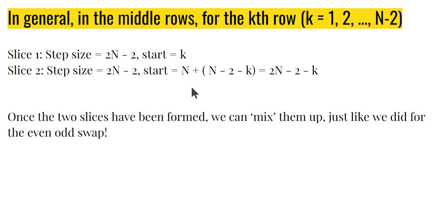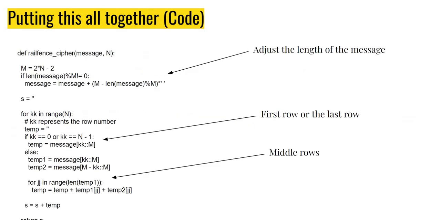The start for the second slice is n plus n minus 2 minus k, and this is really happening because I'm taking the kth letters before this. Right now, again, spend some time convincing yourself. But with all this done, we are ready to put our code together.